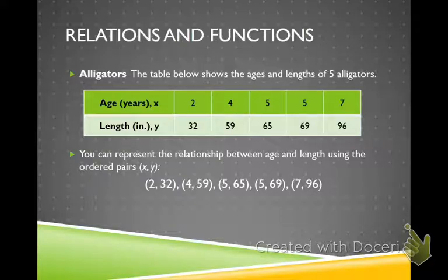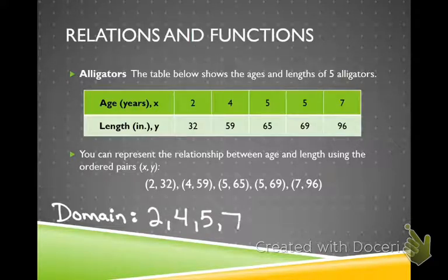So now you're just going to identify the domain and the range of this relation. Remember, a relation is just a set of ordered pairs that are all together. There are 5 sets of ordered pairs. All right, so domain is 2, 4, 5, and 7. A couple things about the domain that you need to know when you're listing it. You do not have to write the repeated numbers twice. You only have to write it once.